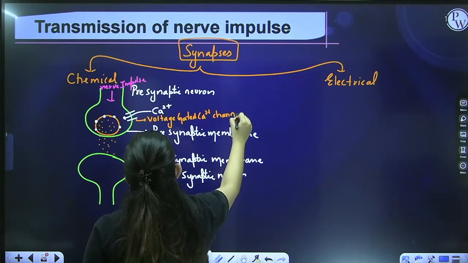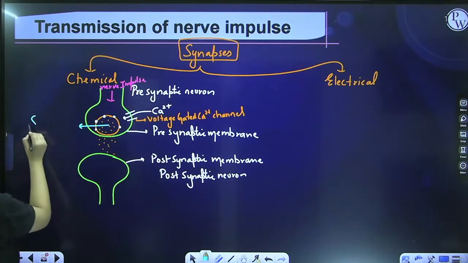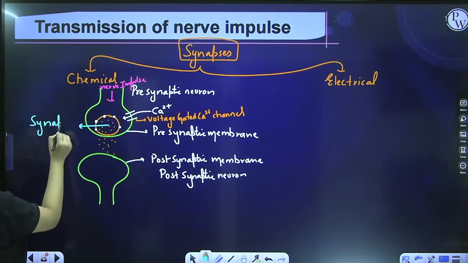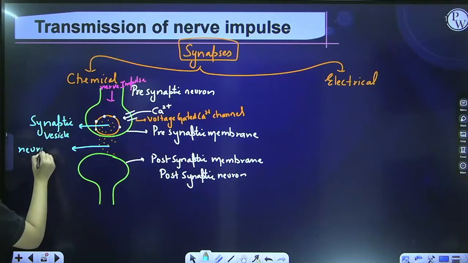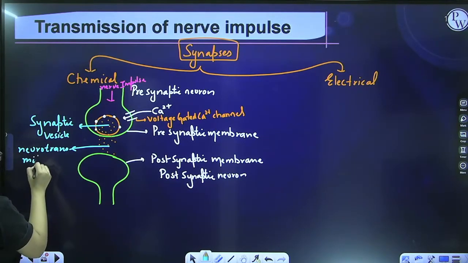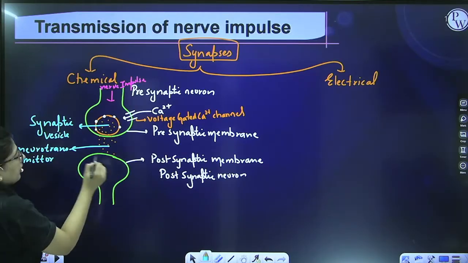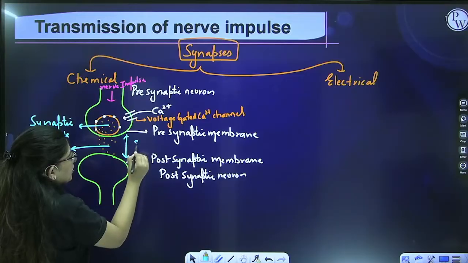Calcium fuses with the synaptic vesicle. What is this? This is synaptic vesicle. And when the synaptic vesicle fuses with the membrane, it will release the chemical. You call it neurotransmitter. So the neurotransmitter has been released in this space, and the name of the space is synaptic cleft.